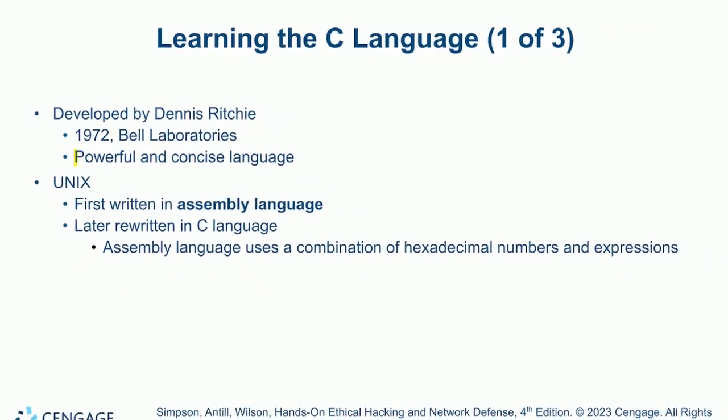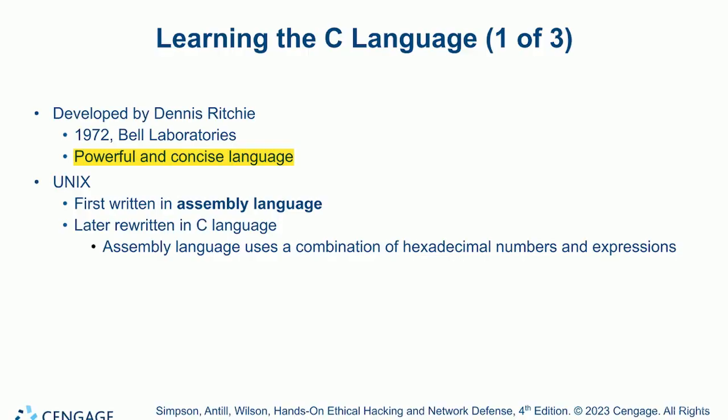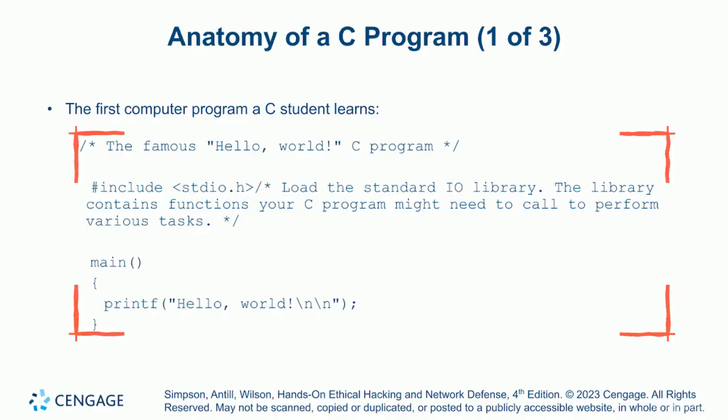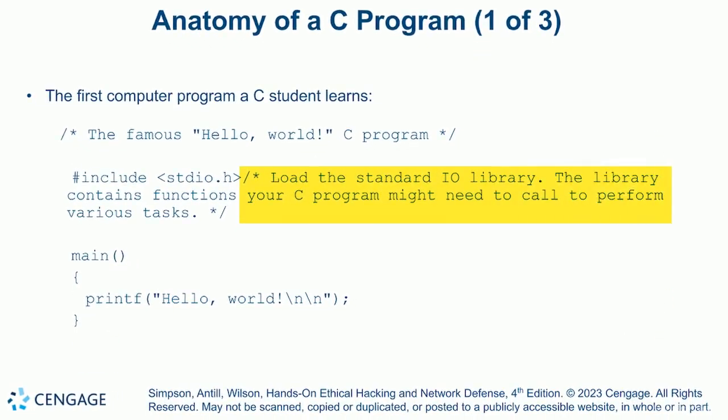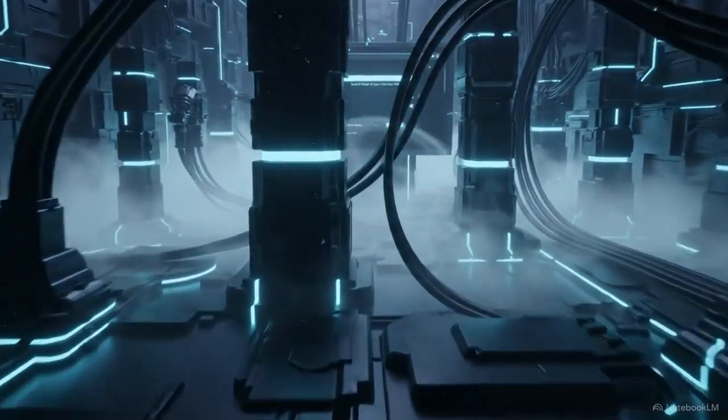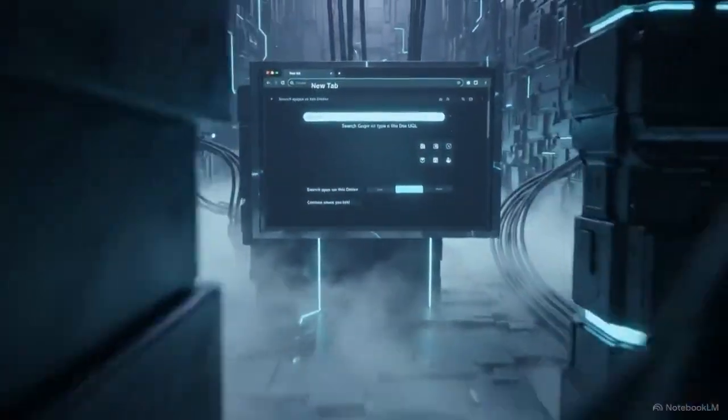C is a powerful, memory-based language that remains essential for understanding deep operating system vulnerabilities. Looking at this classic Hello World script, we see the anatomy of a basic C program. Because computers don't understand English text, this relies on a compiler to convert the source code into the executable binary the hardware runs.